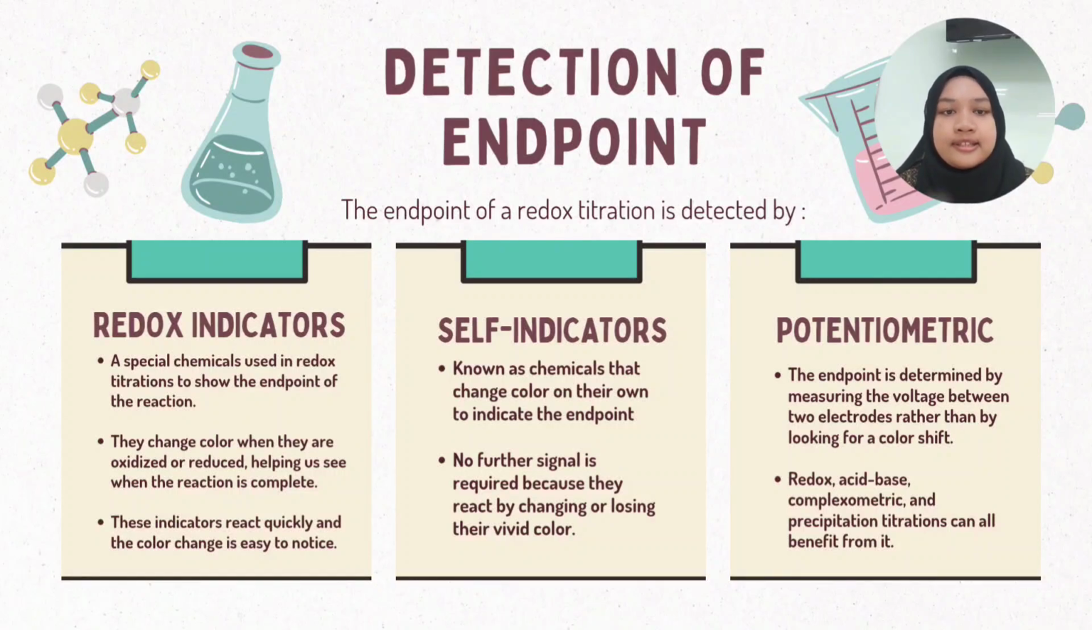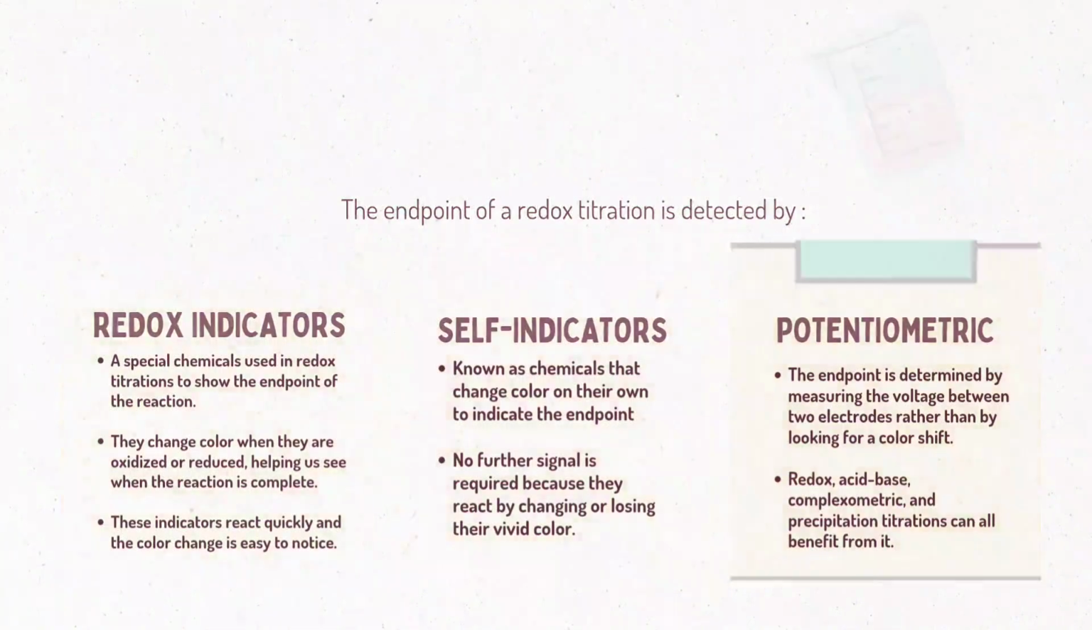The last indicator is potentiometry, where the endpoint is determined by measuring the voltage between two electrodes rather than by looking for a color shift. Redox, complexometry and precipitation titration can also benefit from this.